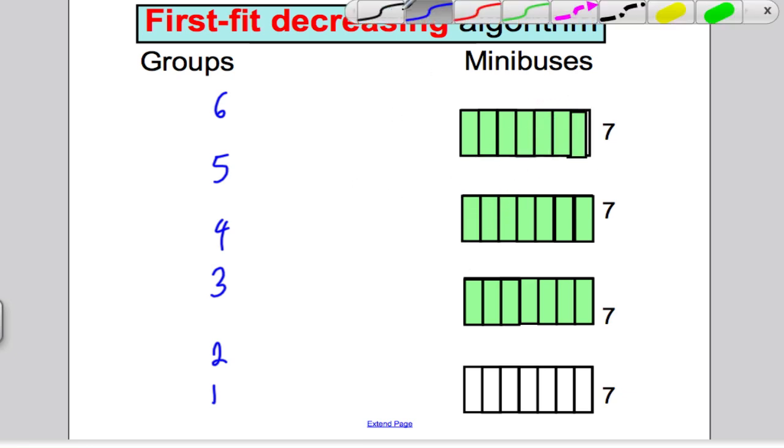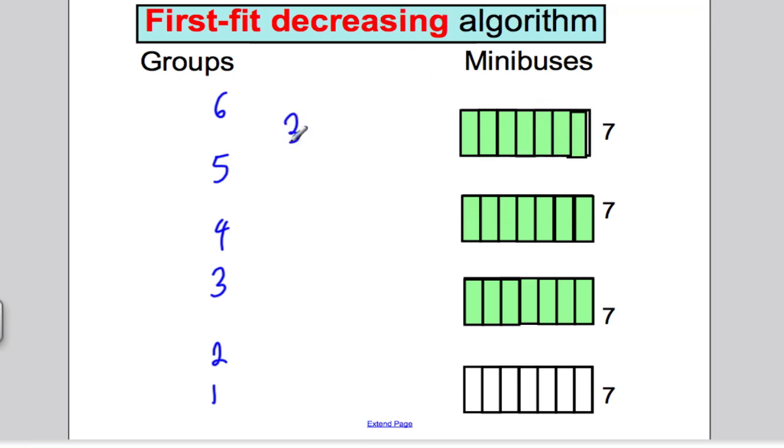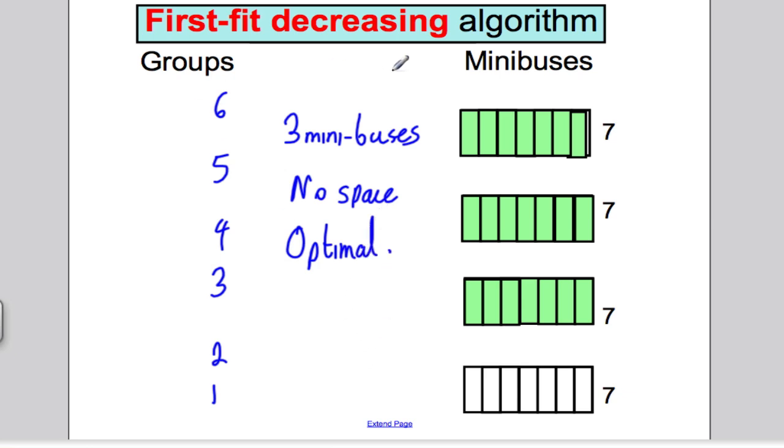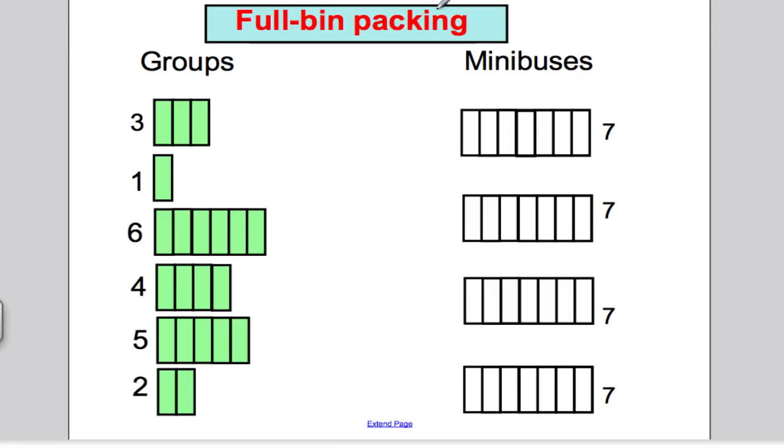So this produced a much better answer. This required 3 minibuses. Okay, and no space. And this is an optimal solution because it's equal to the lower bound. So first fit decreasing was better than the first fit in this case.